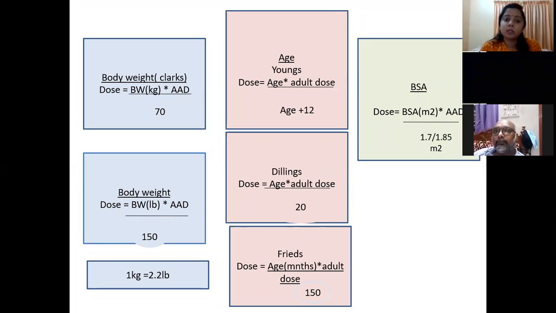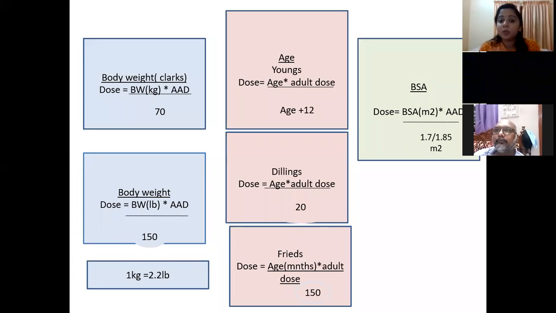So based on body weight, what's the formula? Clark's formula. That means the child dose is equal to body weight in kilogram into average adult dose divided by 70. If it is in kilogram, divided by 70, because the average adult weight is considered 70. And if it is in pounds, body weight in pounds means divided by 150. So that is the formula for calculating the dose of a drug based on body weight, Clark's rule.